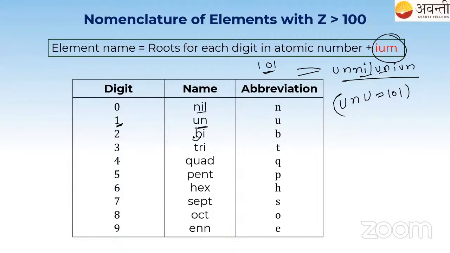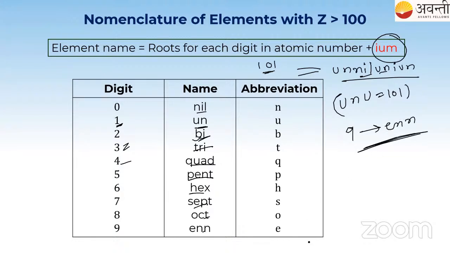Sorry guys, because of the interruption. So element 101 is unnilunium, and Unu is 101. Next, for 2 we call it bi, for 3 tri, for 4 quad, for 5 pent, 6 hex, 7 hept, 8 oct, and very important, for 9 we call it enn.